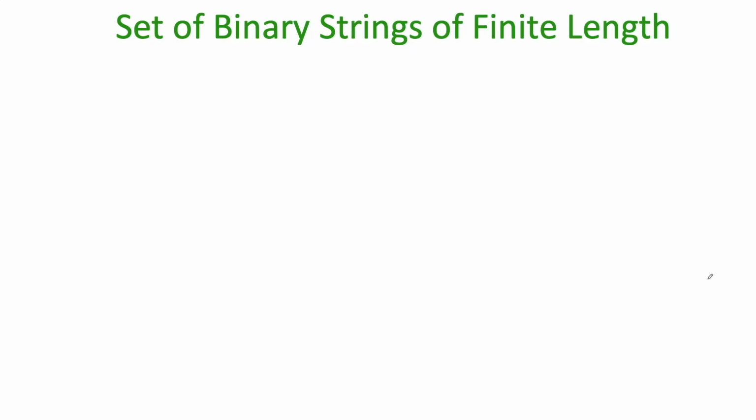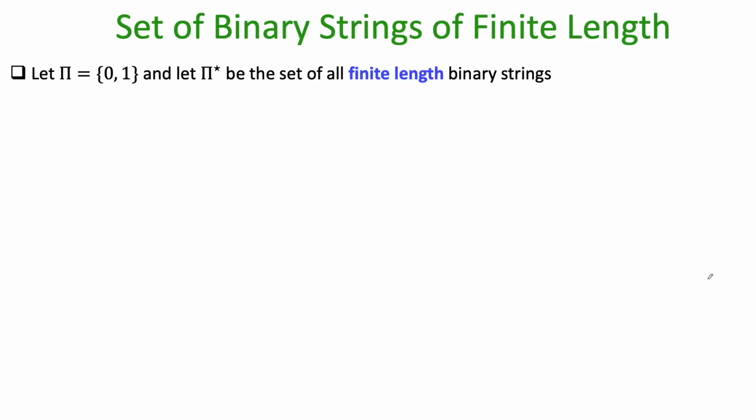Okay, now let's consider the set of binary strings of finite length. What exactly does that mean? So imagine a set Π consisting of two elements, namely the elements 0 and 1. And why 0 and 1? Because I am considering binary strings. So a binary string will be just a string of zeros and ones. And I use this notation Π star to denote the set of all binary strings of finite length. What do I mean by that?